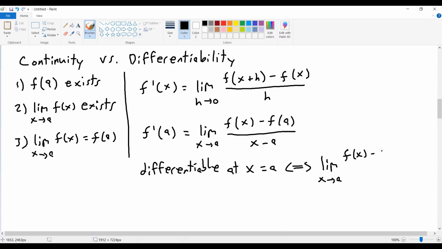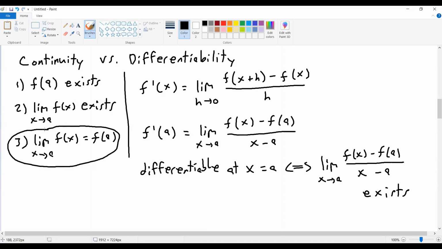So it's the slope formula put into limit form, and that needs to exist. So this exists. From a definitional point of view, here's the difference. To be continuous at a point, you need to satisfy this. That's kind of the crux of the matter.